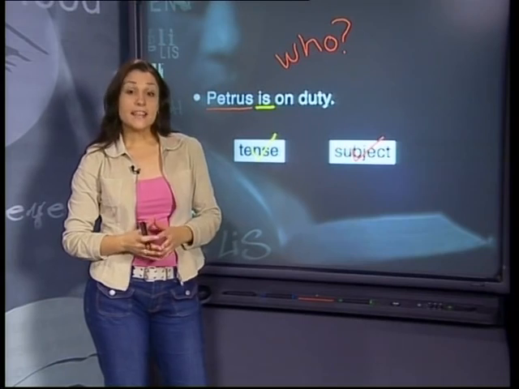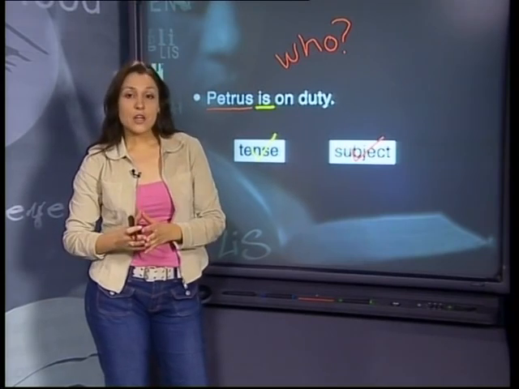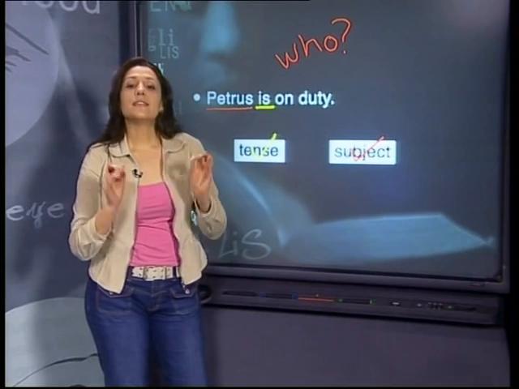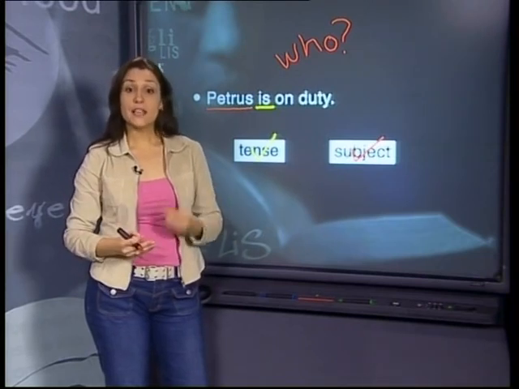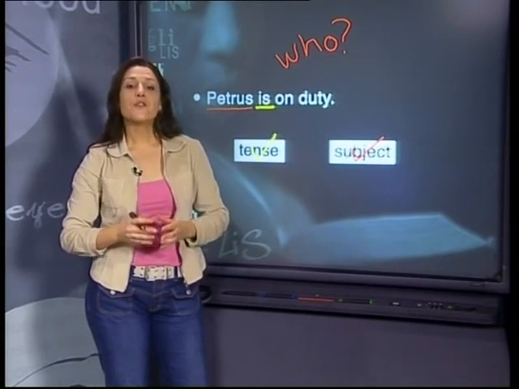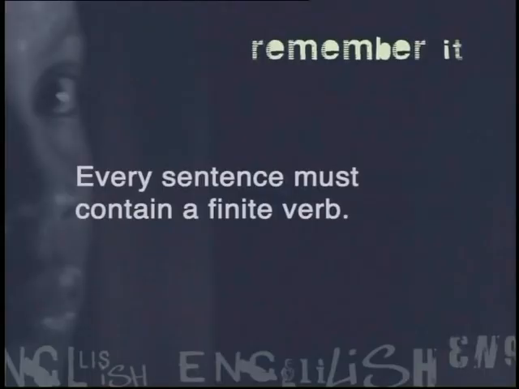You will notice that gave is an action, whereas is shows existence. But both words, gave and is, are verbs. Remember, every sentence needs a finite verb for it to be grammatically complete. This is an important rule of grammar, so try not to forget it.